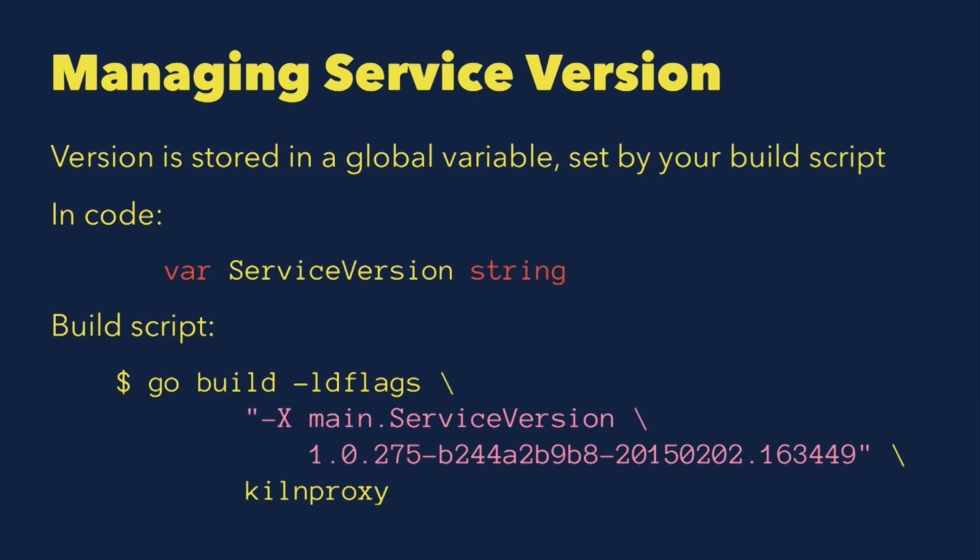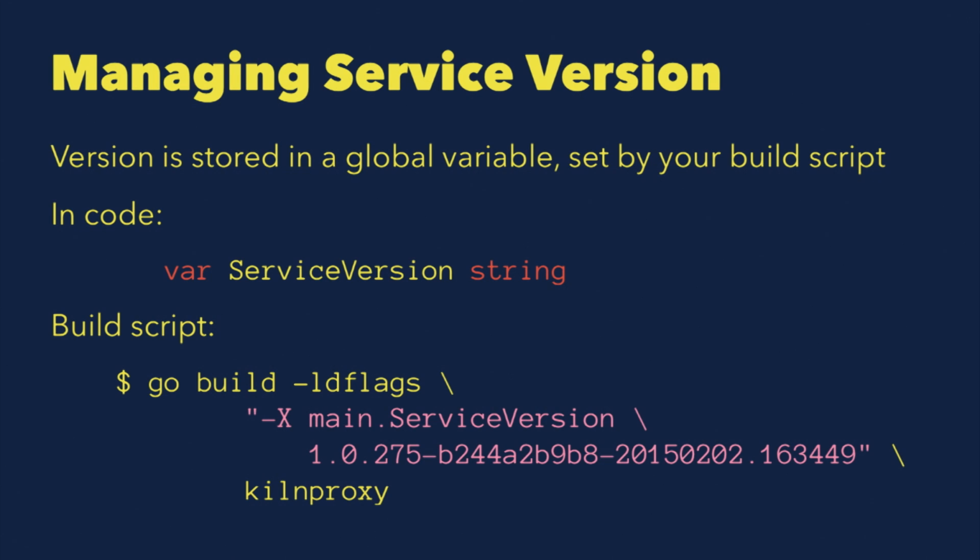So our code's already committed. The SHA already exists. And then you use the -ldflags to set main.serviceversion to that string that we build up in our bash script. And that's super useful when you're deploying 10 instances, 100 instances, thousands of instances of your service on different machines. And you can automate making sure that they're all at the right version, the same version.